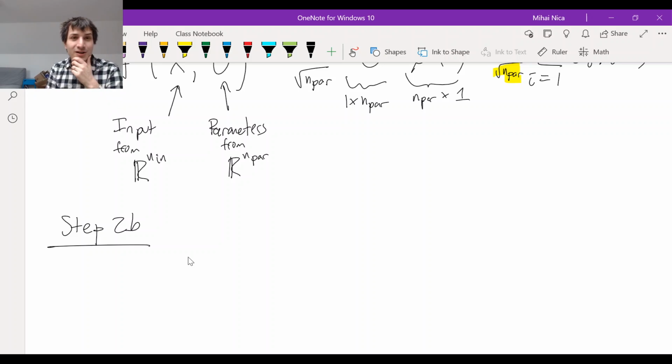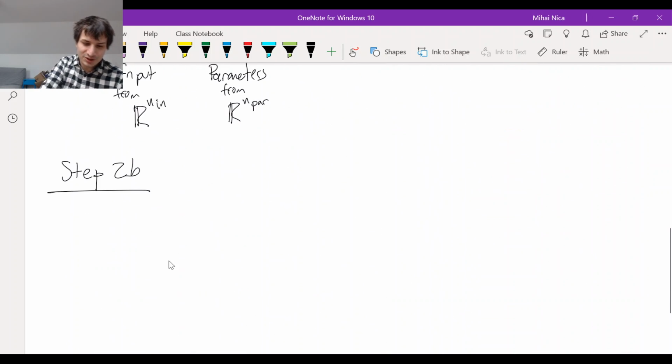Step 2b is training the model. So what we're going to do is define a loss function, and then try to minimize the loss function. The loss function tells us how bad we are doing at training, how bad our function is doing on these examples we were given.